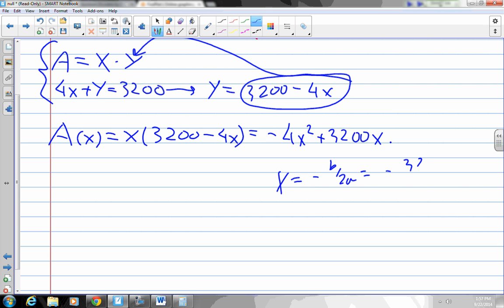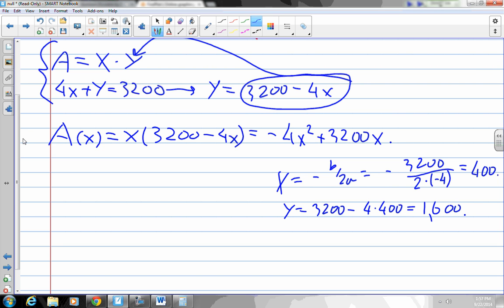So that's negative 3,200 divided by 2 times negative 4, so it's 3,200 divided by 8. What does that equal? 400. So x has to be 400. If x is 400, the rest is y. y equals 3,200 minus 4 times 400, so it equals 1,600.